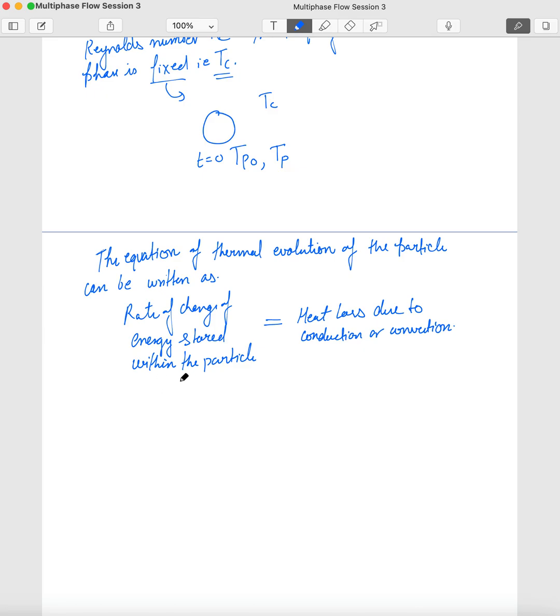Okay, so the rate of change of energy stored within the particle is rho p Vp Cp dTp by dt, where Tp is the instantaneous particle temperature, and that should be equal to 2 pi kf dp (Tc minus Tp) phi t.